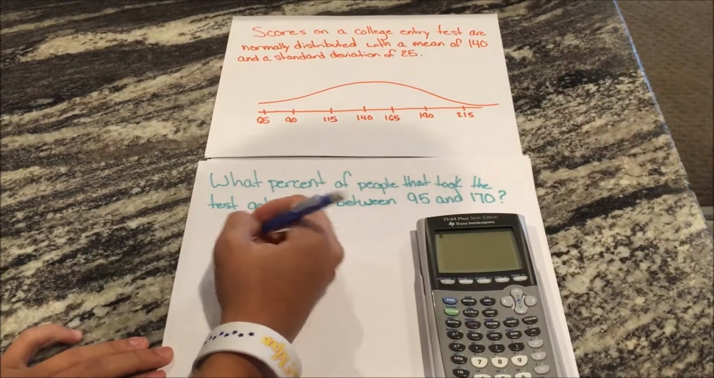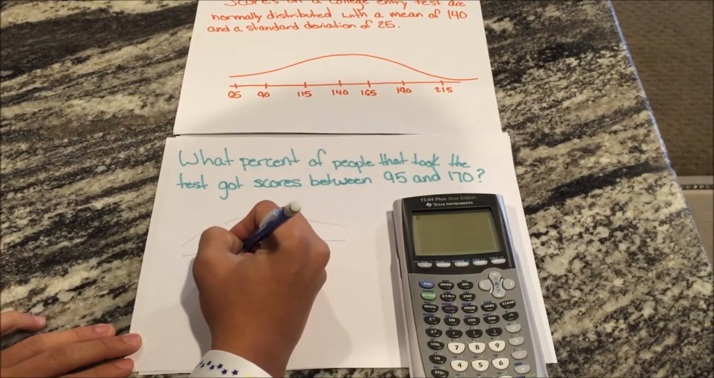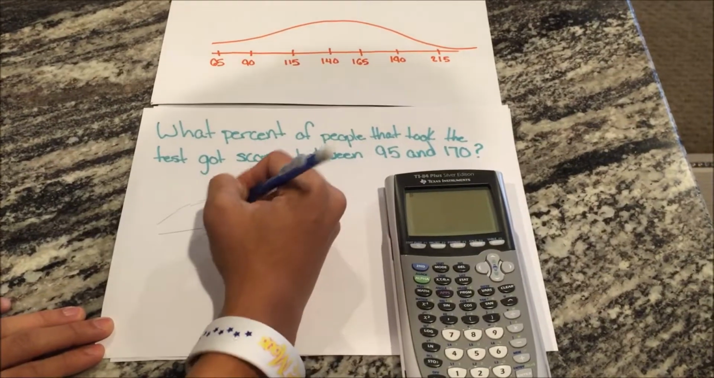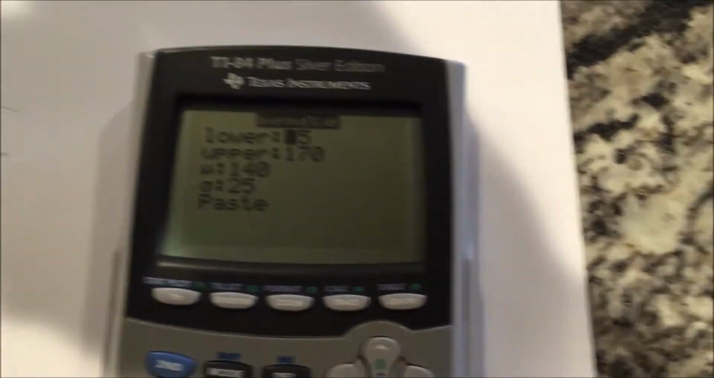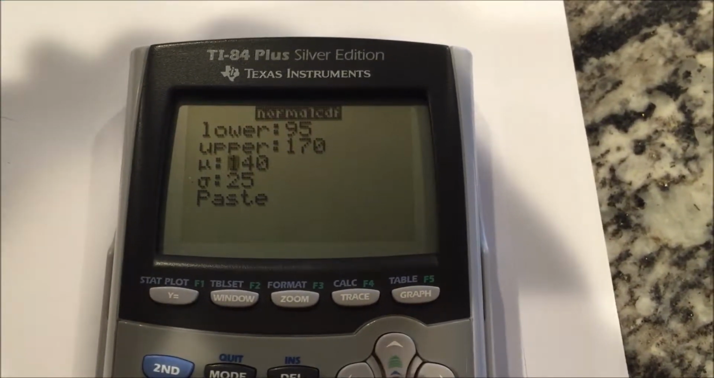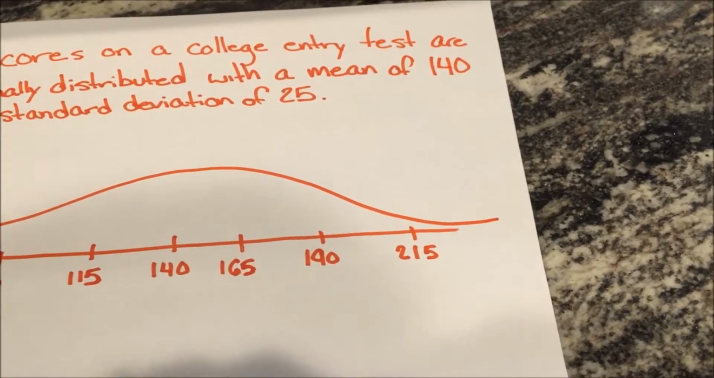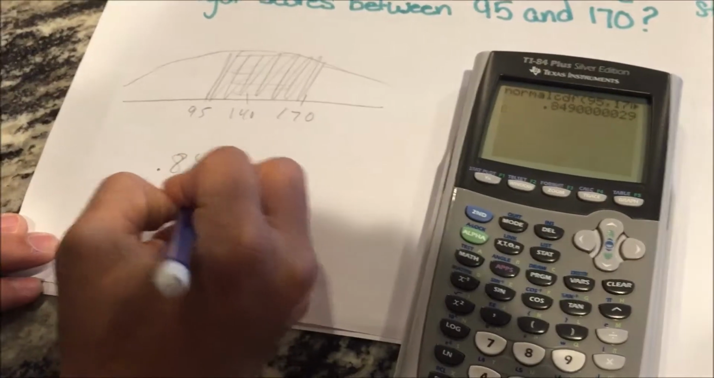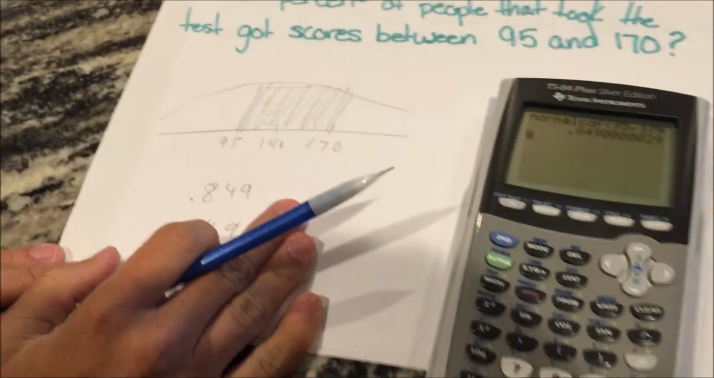Okay, so in order to do this problem, you're going to sketch a curve. You're going to label your mean and what the problem asks for. You're going to shade in the area to show what you're trying to get. You're going to go into your calculator, into second vars, normal CDF, and do your lower and upper bounds, mean, and standard deviation, which are all given to you in the problem. Paste that, and you have 0.849, which is 84.9% of people who have taken the test, their scores lie between 95 and 170.